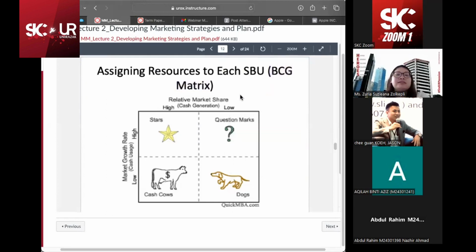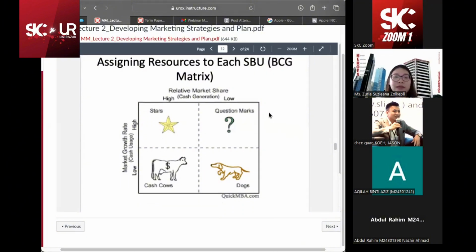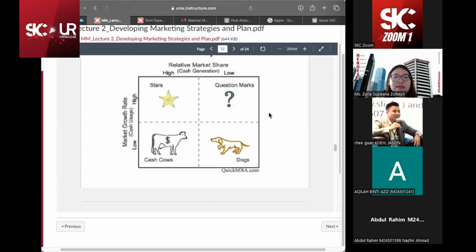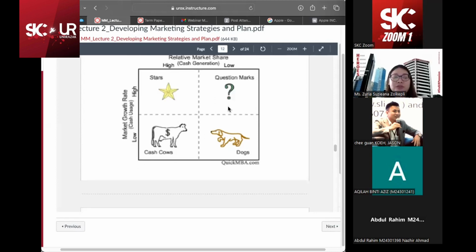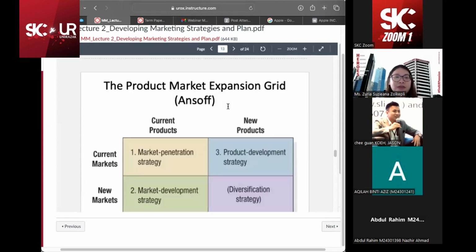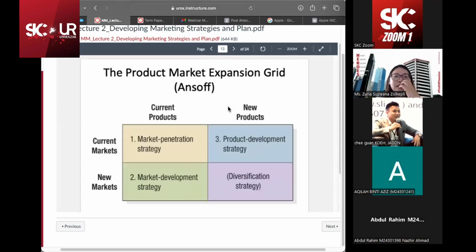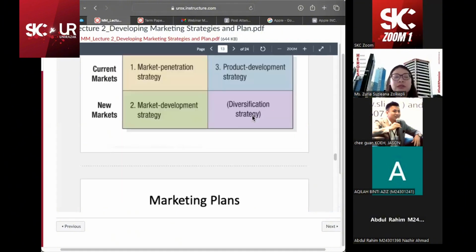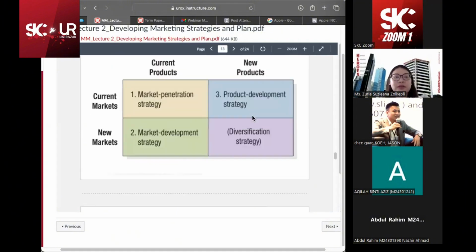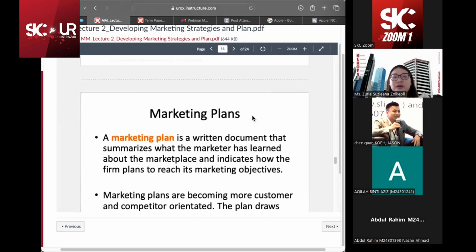Okay, this is the tool for SBU. One of the tools that help businesses to assign resources and also to come up with marketing strategies for each quadrant. And then we have another one which is called the product market expansion grid. But I believe you can find out and read more about it. Okay, so let's focus on the marketing plan.